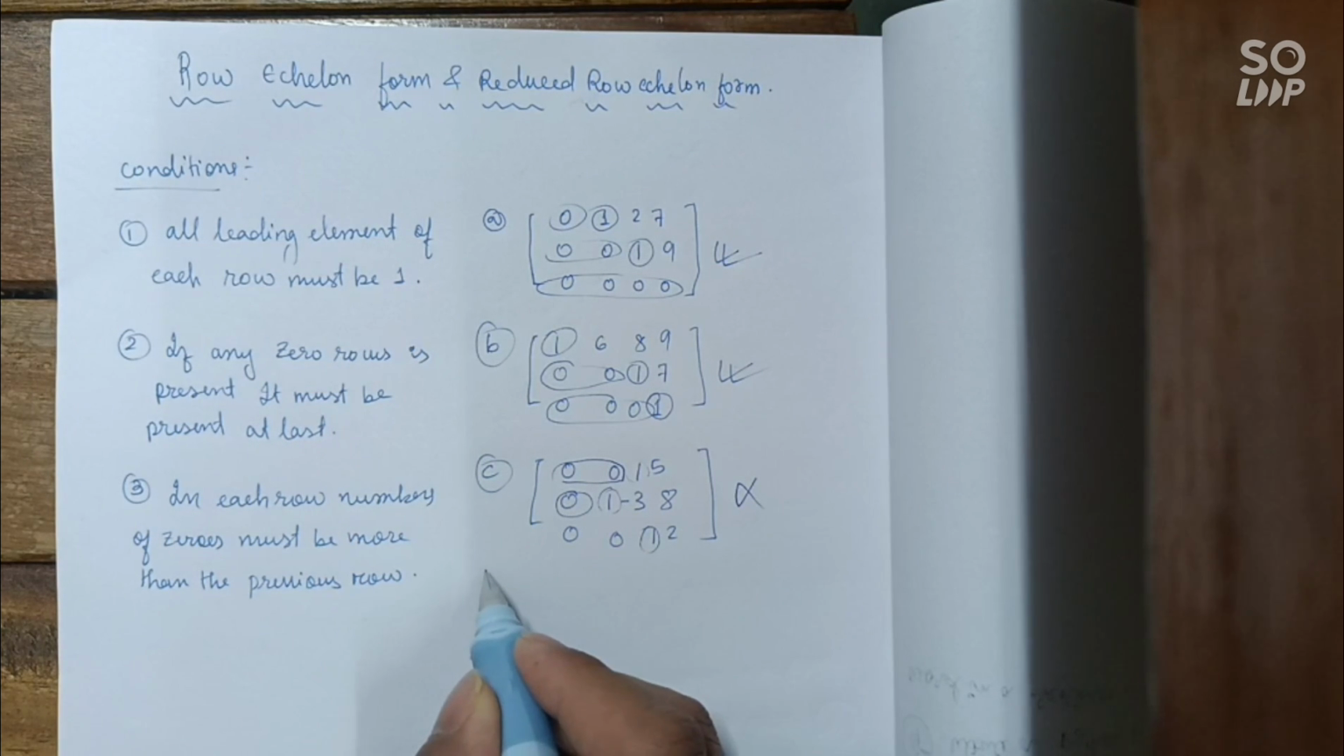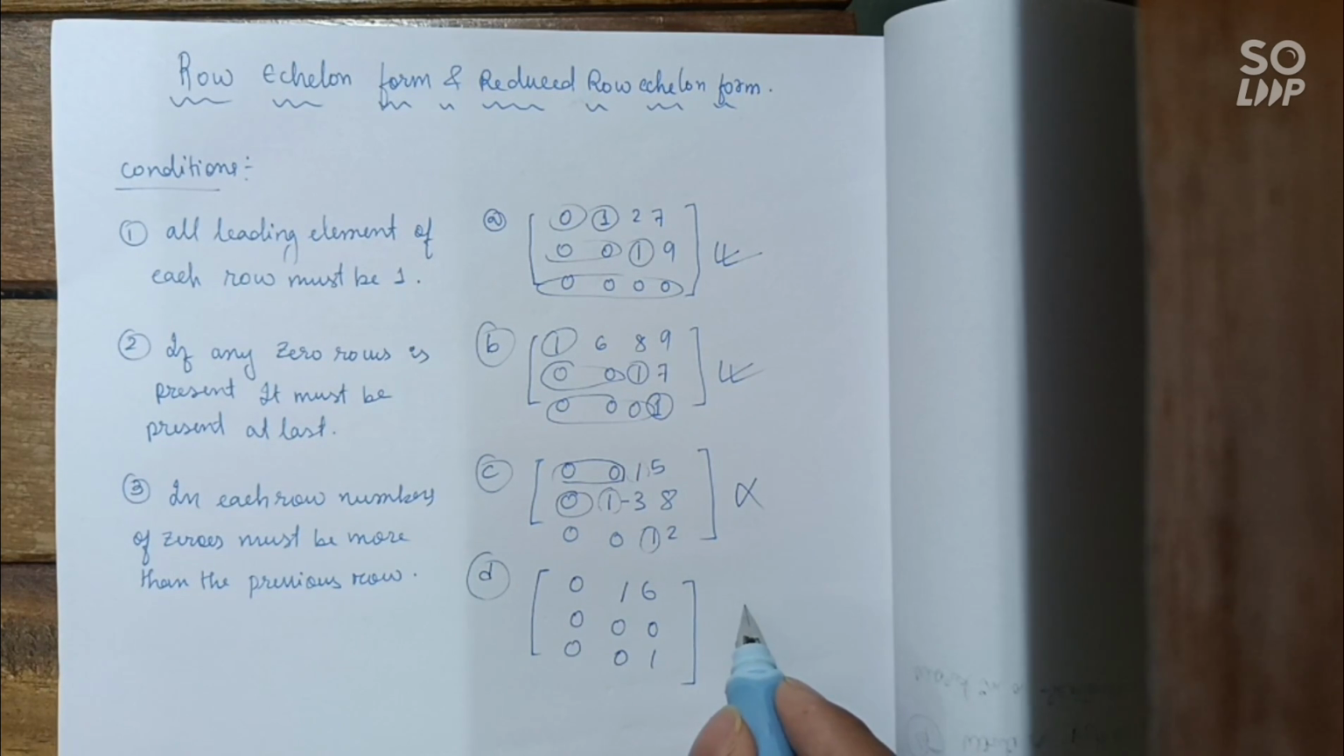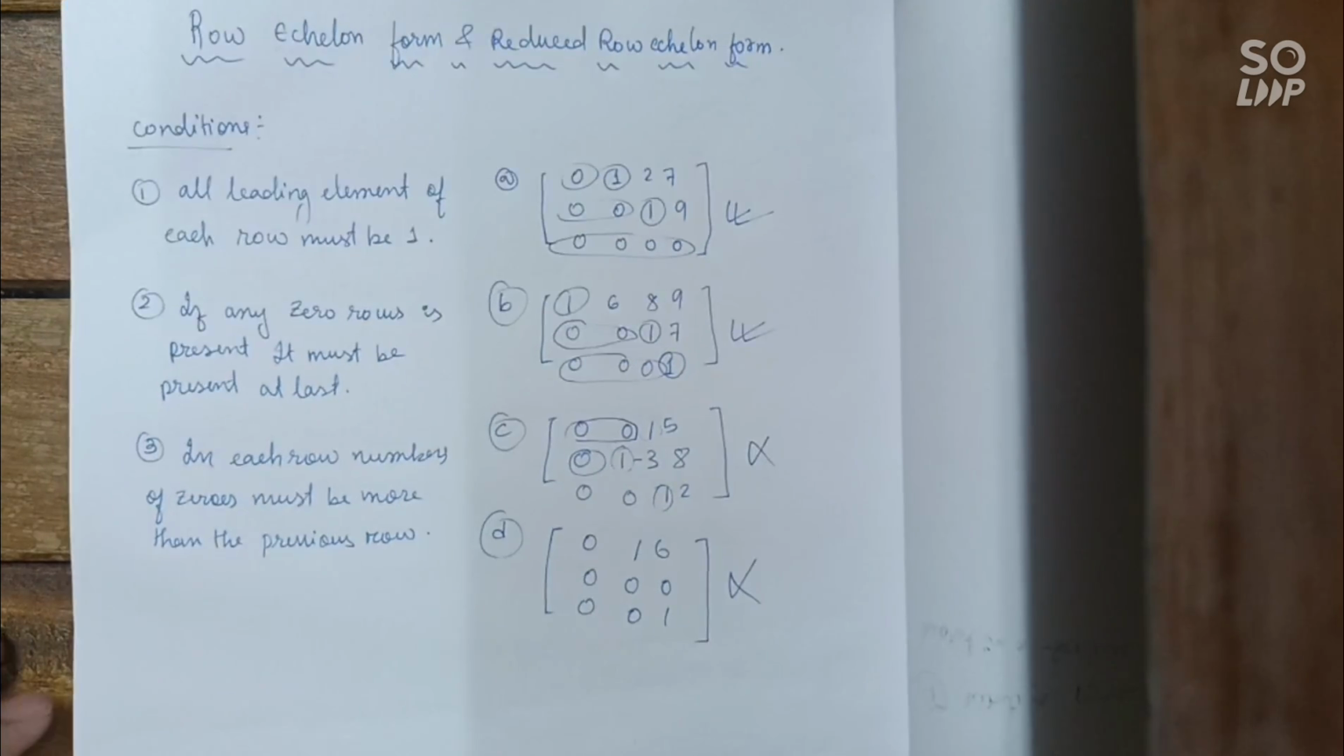And let's check example D. Let's take 0 1 6, 0 0 0, 0 0 1. As we can see here, it doesn't satisfy condition number 2, as it has the 0 row in the middle and not at the last. So this is also not in row echelon form. Now let's go to reduced row echelon form.